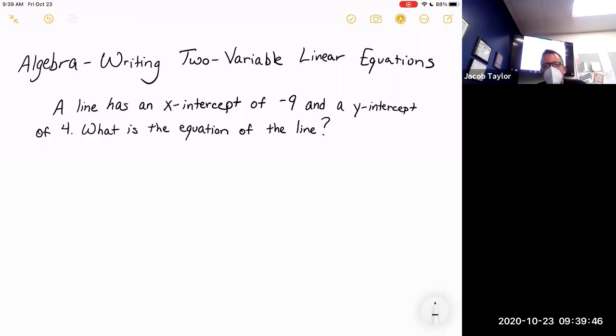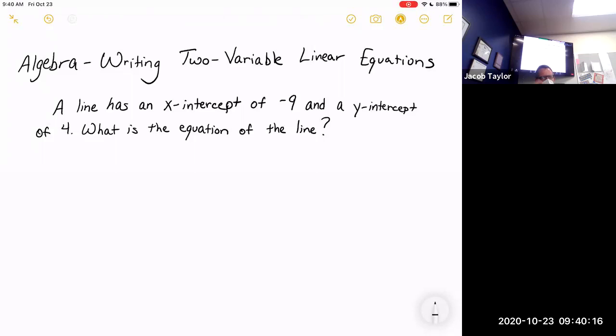All right, so we're going to talk about how to write a two-variable linear equation. And we're going to use multiple different ways to write this equation, slope-intercept form and point-slope form predominantly. You're going to be given enough information to write the equation, although it's probably not going to seem like enough information whenever you first look at it. This problem gives us two pieces of information, the x-intercept and the y-intercept.